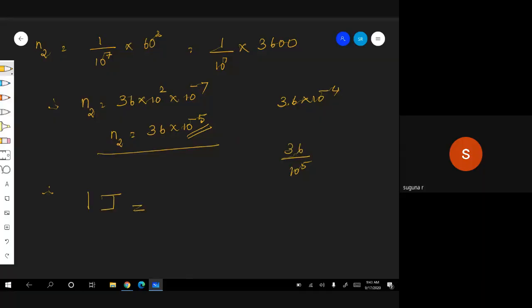That is equal to N2, what is that? 3.336 or 3.6, whatever you want, but the power has to be very clearly noted. 36 into 10 power 5 joule star, a new unit, star unit. Got it? This we got. 1 joule is equal to 36 into 10 power minus 5 joule star.